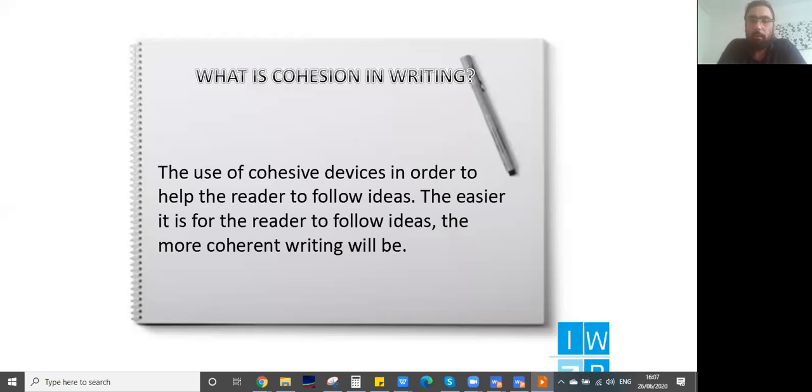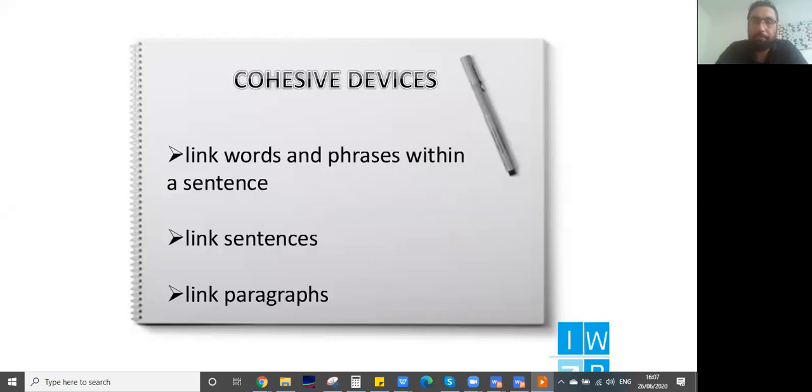So cohesive devices, what they do is they help us to follow the ideas. The easier it is for people to follow your ideas, the more coherent your writing will be, and coherent means easy to understand. So these devices help us to follow ideas and they link ideas.